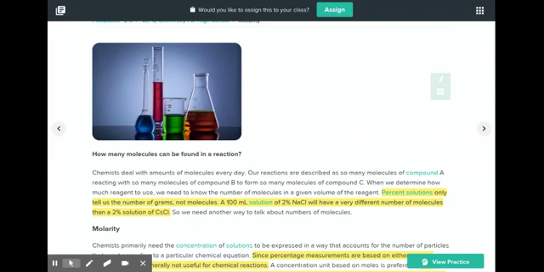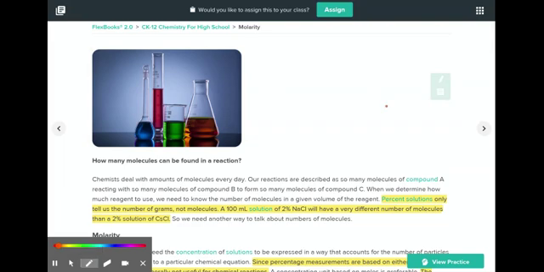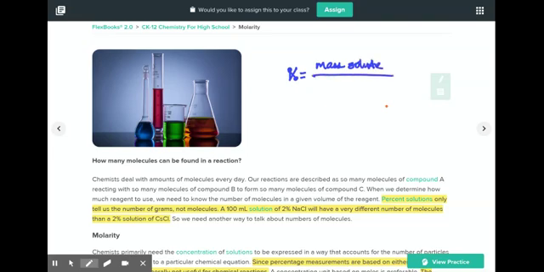However, when we're dealing with percentage, we're talking about the mass of solute over the mass of solution. Percent is mass of solute over the mass of solution.